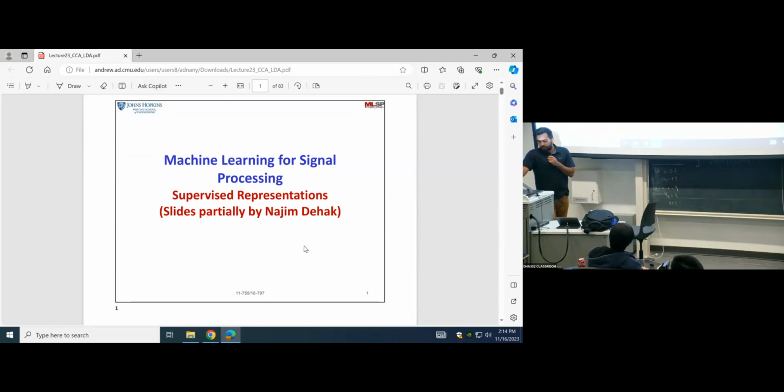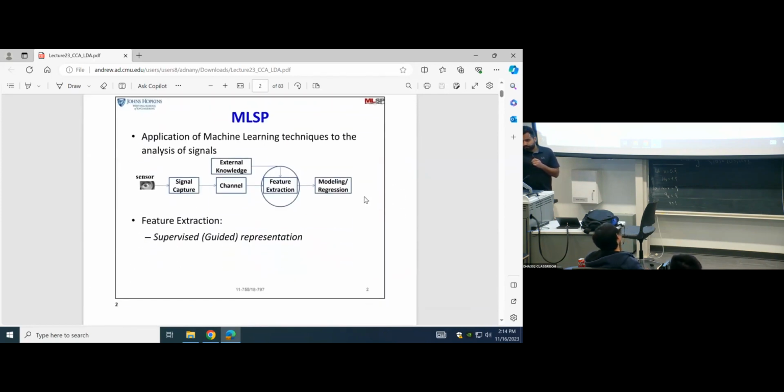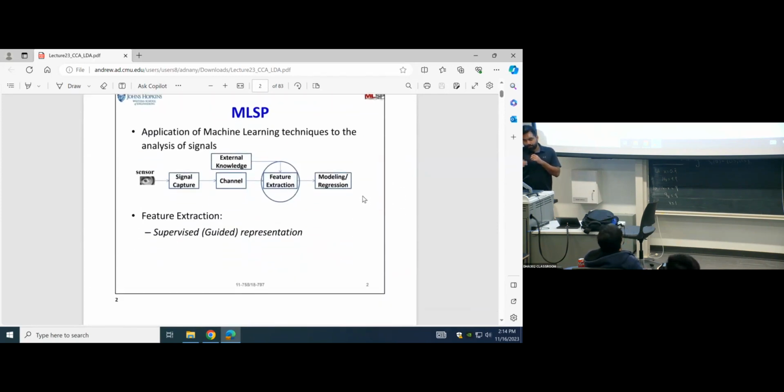We're going to do supervised representation. So this class will be all about channeling whatever you learned in this class, and you will be challenged in a different way today, just like how you were with ICA. We're going to go over another method called CCA.